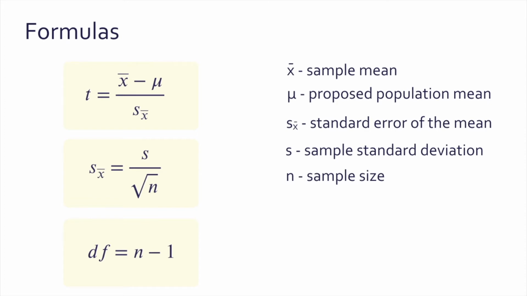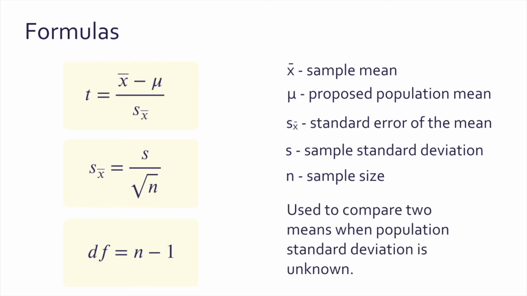So this is similar to the formula for sample variance. And the purpose of a t-test is to compare two means when the population standard deviation is unknown.